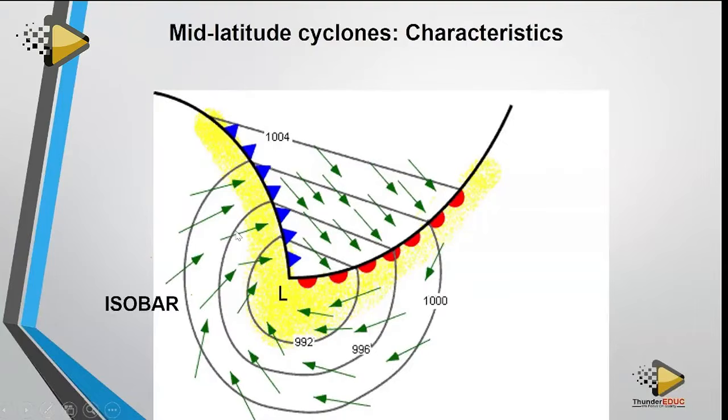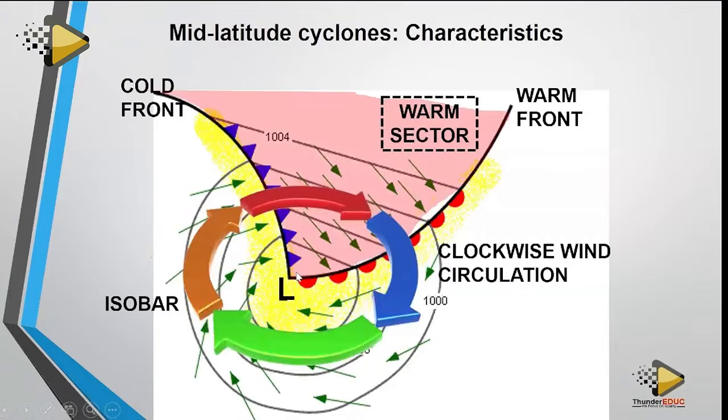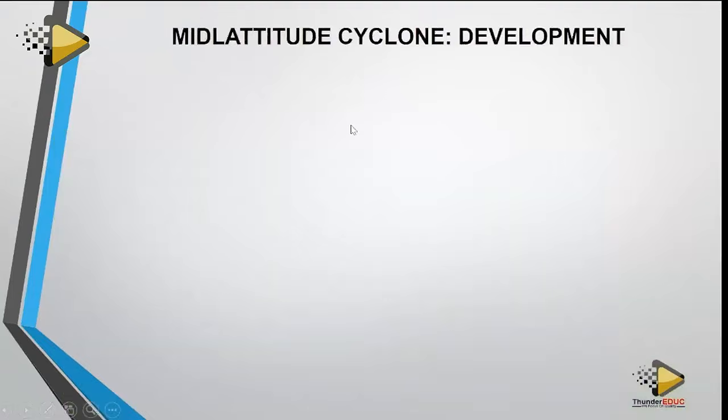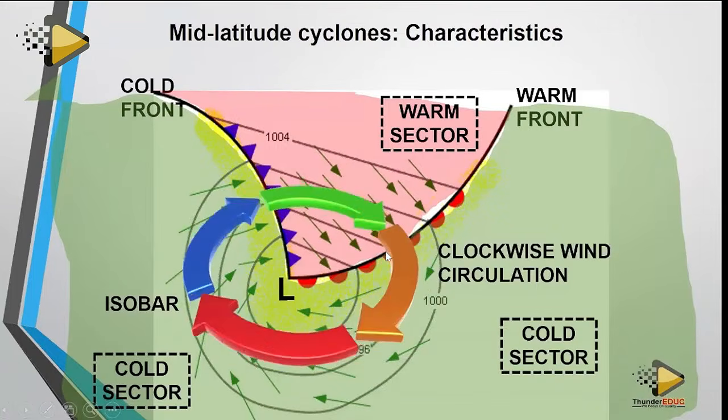Why does it move eastwards? Because it's driven by the westerlies. And then a mid-latitude cyclone is a low pressure center, or a low pressure cell rather. So why is it a low pressure cell? Because the pressure in the center is at its lowest. Then we looked at the cold front and the warm front and the clockwise circulation of air. And then we have this place over here as the warm sector. And then this large area here is called the cold sector.